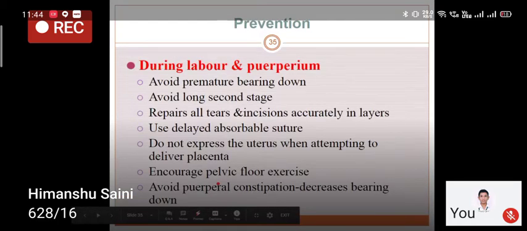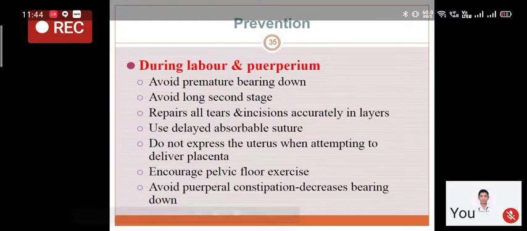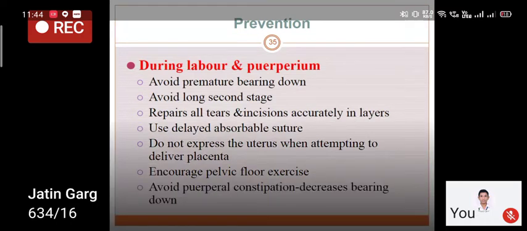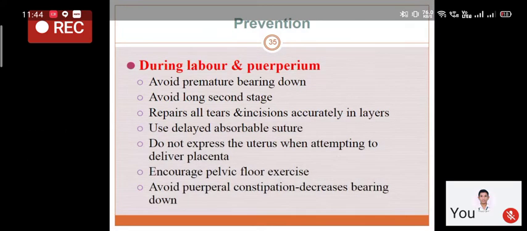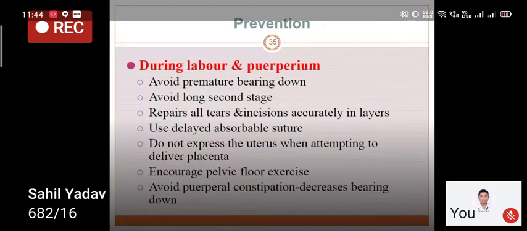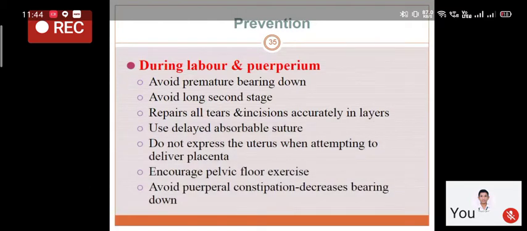Now I told you that prevention can happen only if we know what causes prolapse. If you have to prevent that, the first thing I told you was obstetric trauma. The second was the condition leading to increase in abdominal pressure, and the third was the loss of estrogen support because of menopause. So our prevention strategy will depend upon the factors leading to causation of prolapse.